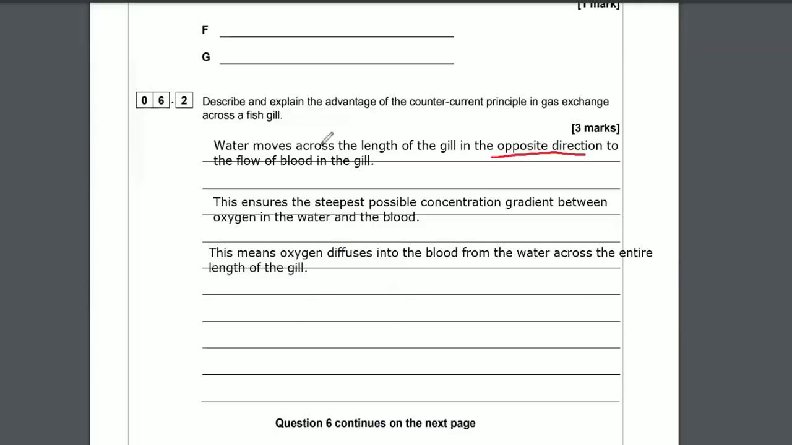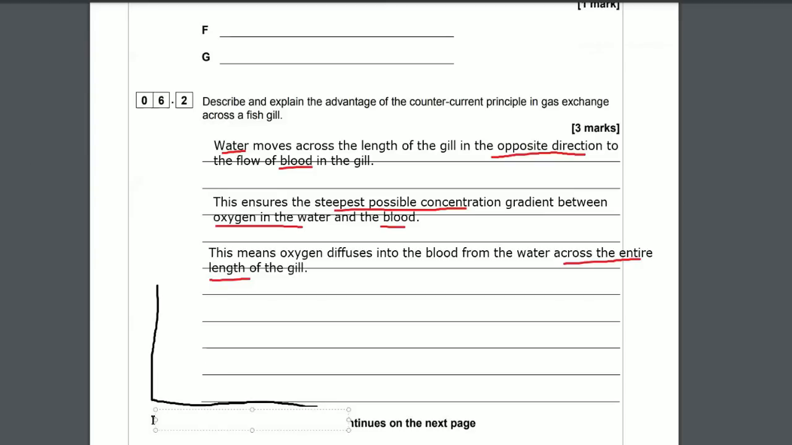And let's have a little look at some graphs that can help explain this concept. Some of you might be able to memorize the key points. For countercurrent flow, you want to say water and blood flow in opposite directions, 1 mark. This ensures the steepest or highest possible concentration gradient between oxygen in the water and the blood, and ensures that diffusion occurs across the entire length of the fish gill, always from water to the blood. They're your 3 points. However, I'm going to go through a little explanation of how we get to those points.